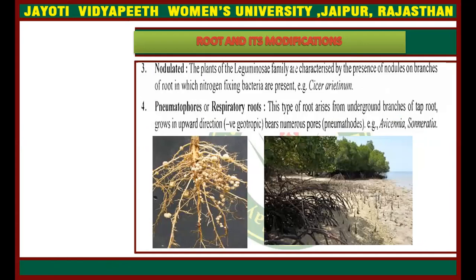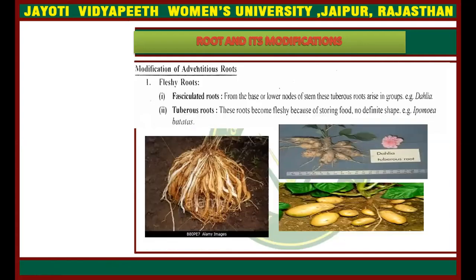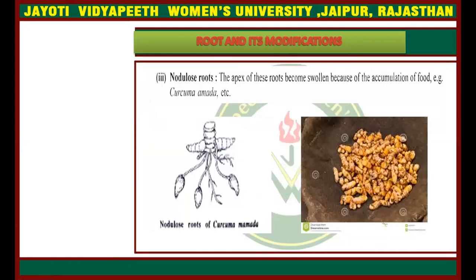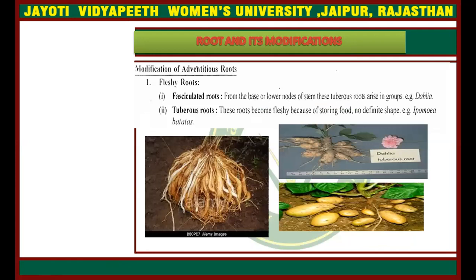Nodulated roots, which we find in the Leguminosae family, that is Cicer arietinum or chana, in which we have the nitrogen fixing bacteria. Also present are pneumatophores or respiratory roots, negatively geotropic, growing in plants like Avicennia and Sonneratia in the mangrove area. Then we have modifications of adventitious roots like fleshy roots, fasciculated roots, and tuberous roots.